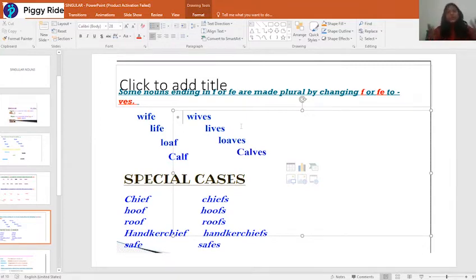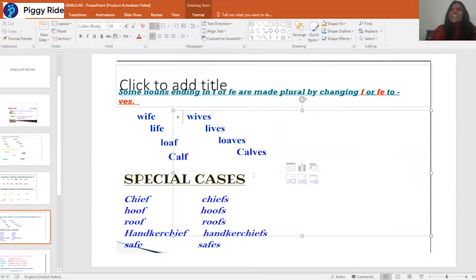Now let me take you to the next example, LOAF. Now loaf is also being converted to plural form by adding VES, which is LOAVES. Okay. And the last example is CALF. Now we change it to CALVES. Okay, so I hope I was able to make this concept clearer to you all.